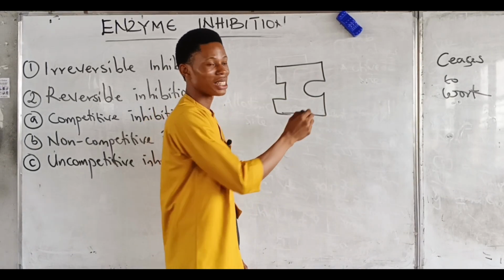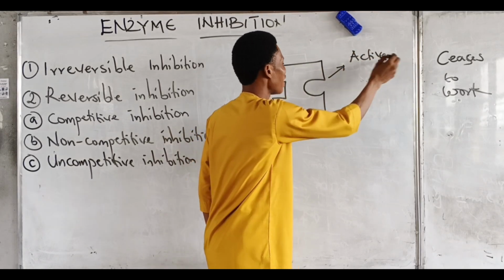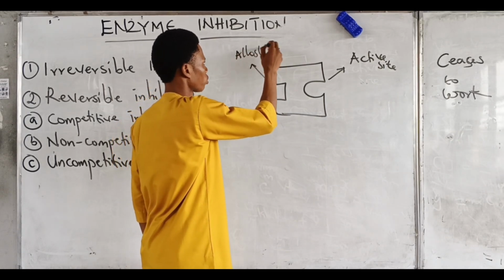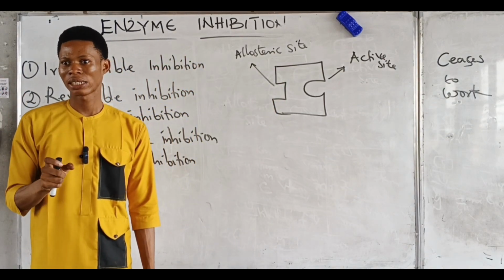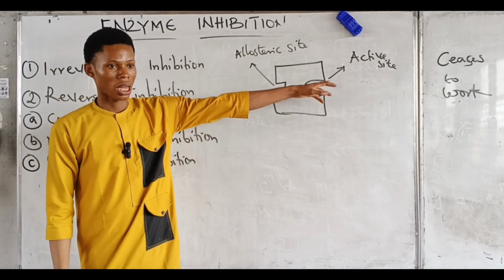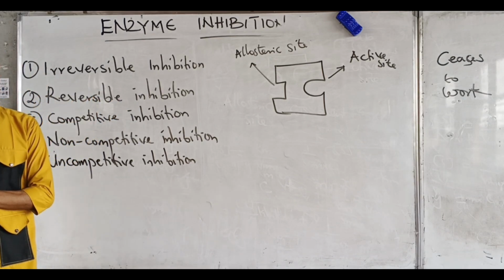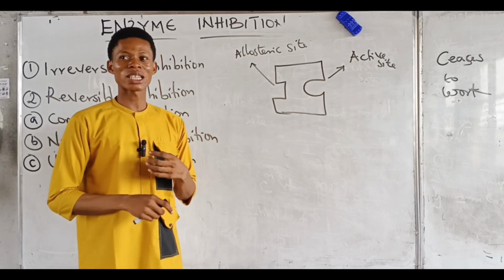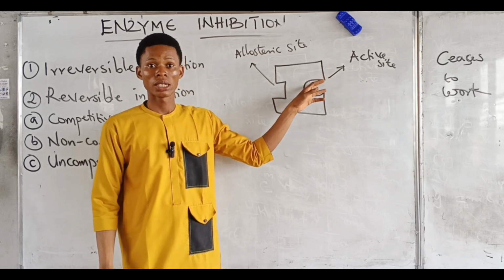Let's assume that this is the active site. And let's assume that this is the allosteric site also. And we all know that where the substrate will bind to the enzyme for catalysis to take place is what? Active site. Now, competitive inhibitors, they will now watch and say, okay, substrates will bind to this active site for catalysis to take place. They will tell themselves, okay, so if I block this active site, it means substrate cannot bind, eh? Said yes.